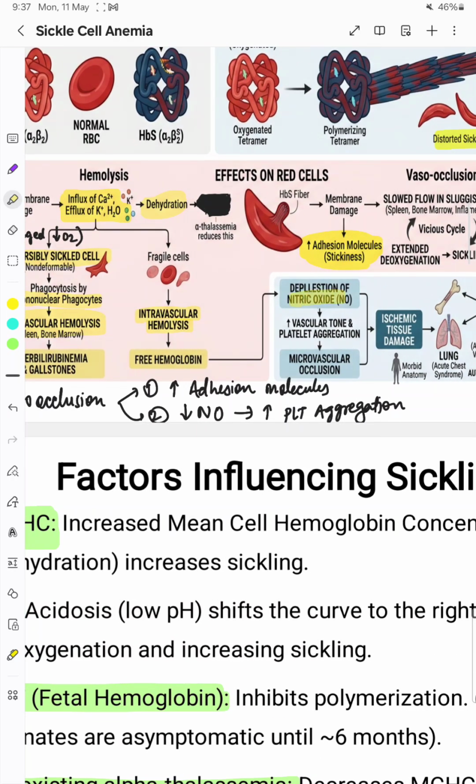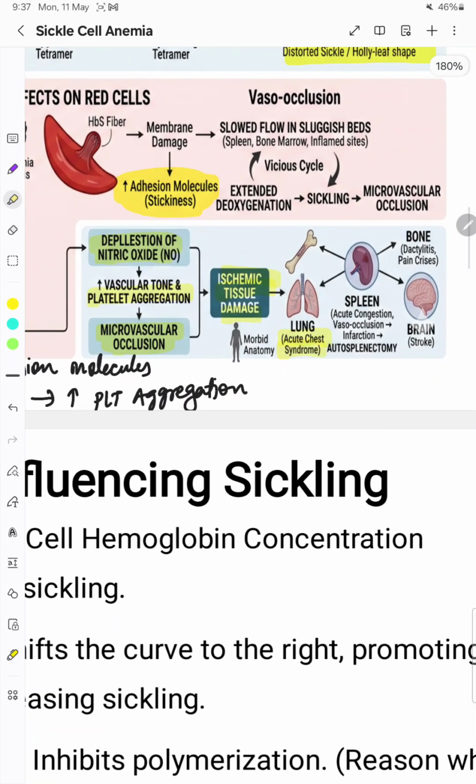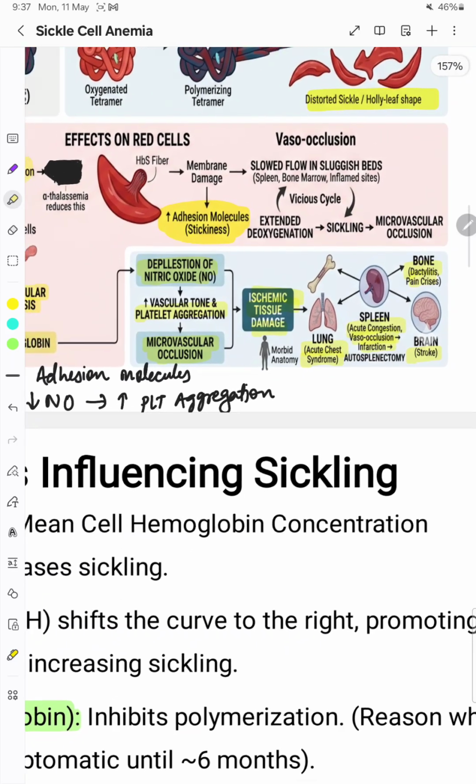This free hemoglobin binds with nitric oxide and decreases the level of nitric oxide, which results in increased platelet aggregation and altered vascular tone, and plays an important role in development of microvascular occlusion. Based on the site, this microvascular occlusion causes ischemic tissue damage like acute chest syndrome in the lung, dactylitis and pain crisis in bone, acute congestion and autosplenectomy in the spleen, and may result in stroke when the brain is involved.